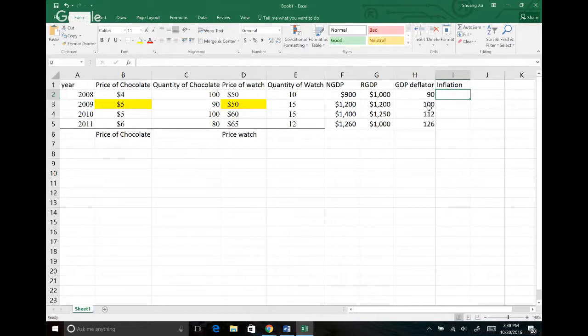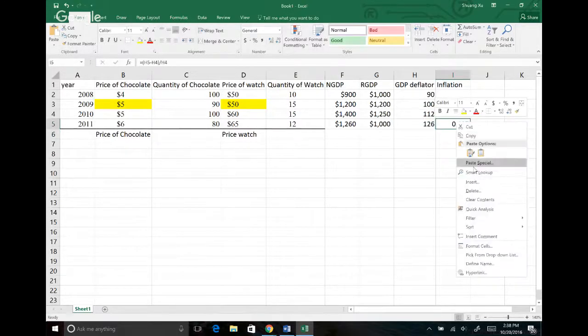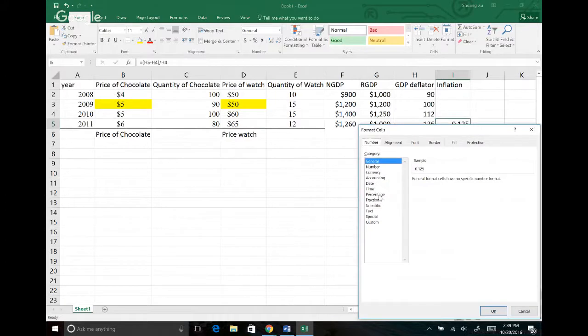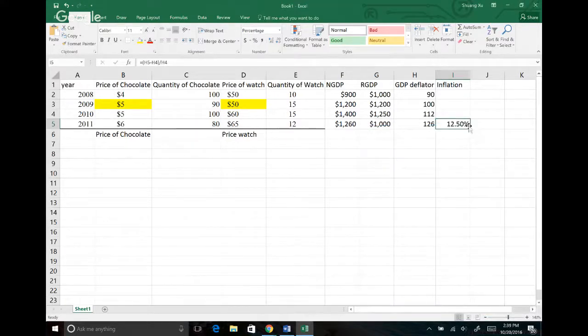Inflation is always the deflator for this year minus deflator for last year, divided by deflator for last year. So let's do last year first. So 2011. So 2011 minus 2010, and then divided by 2010. That's your inflation. Let me format my cell as a percentage. And then let's drag it up 3 years above. So that's the inflation for each year. All right.